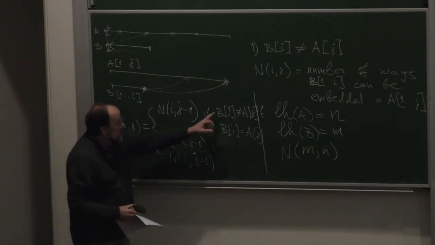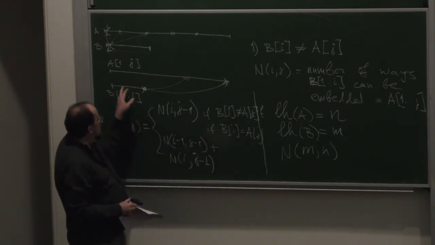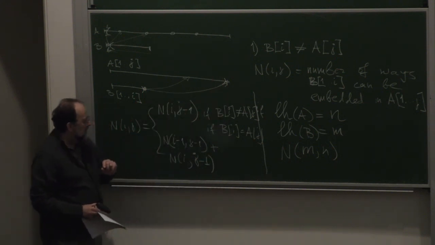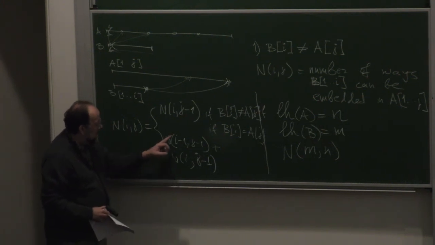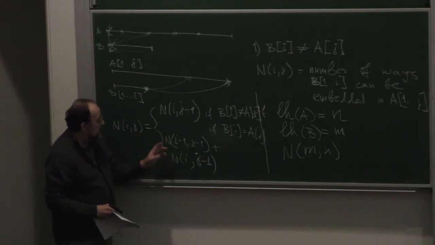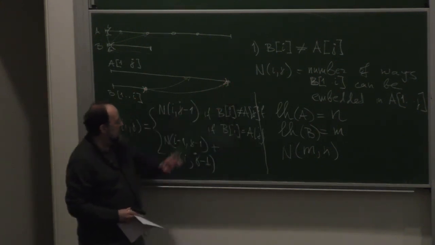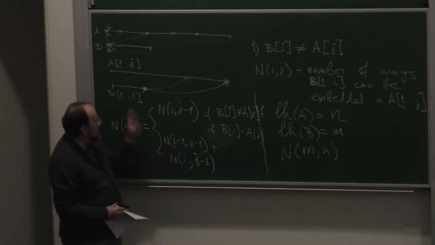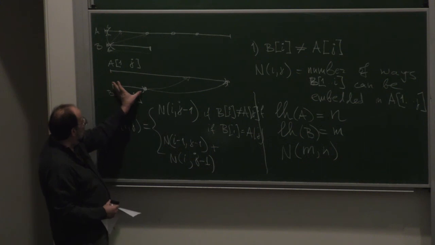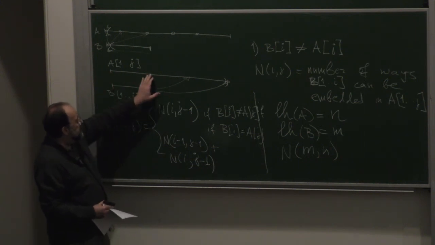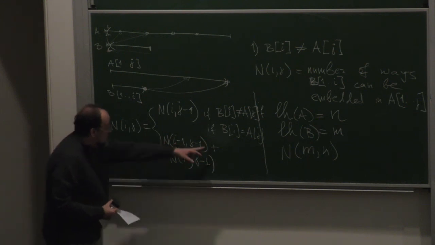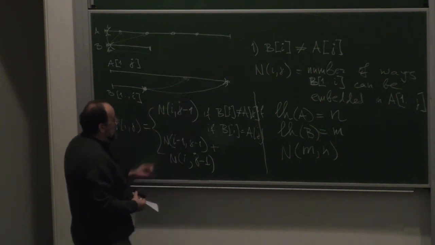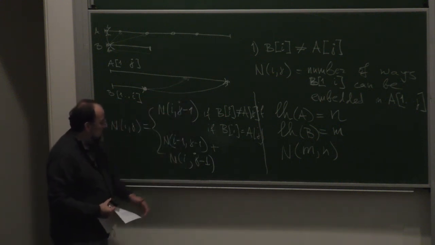Right, so if they are different, you don't have a choice. You have to embed everything into the truncated sequence A up to J minus 1. But if they are equal, then if you map this into the endpoint here, you can extend it in N(i-1, j-1) ways, right? Because that's the number of ways the leftover can be mapped inside the leftover here. Plus, you don't have to use the last element. You can also embed this inside. And so you have to add this.